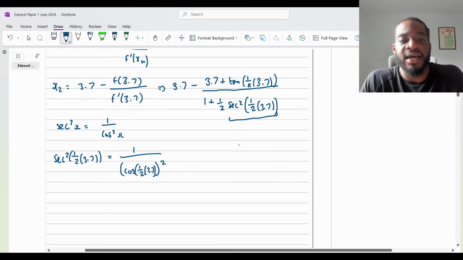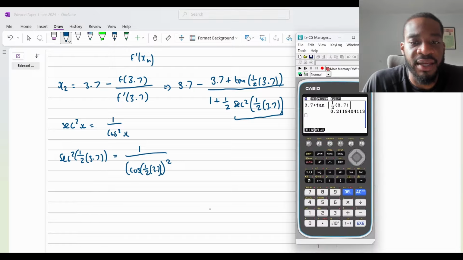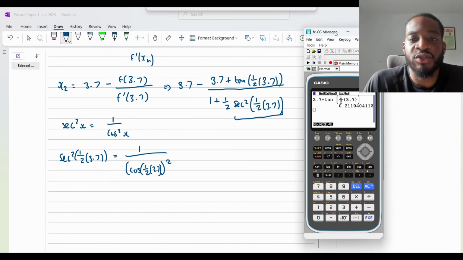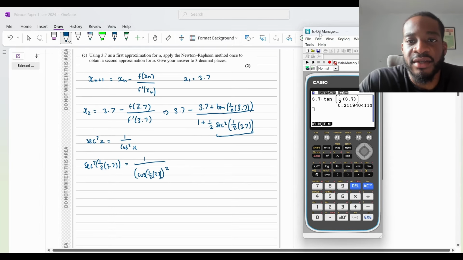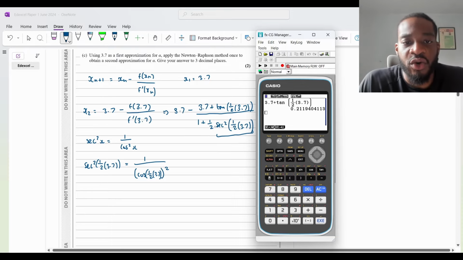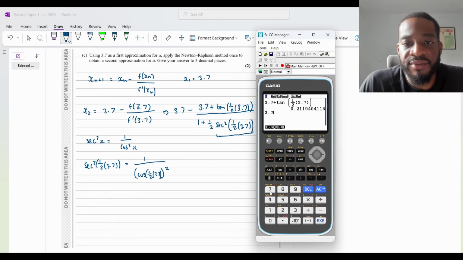So let's go ahead and do that. I don't know how much room I have. Let me zoom out a bit so you can see everything. I think that should be fine. Okie dokie. So we're plugging in this thing. So it's going to be 3.7 minus, and then fraction 3.7 plus tan of 1/2, isn't it? So I need a half like that. And then 3.7. Close bracket. So that's fine.